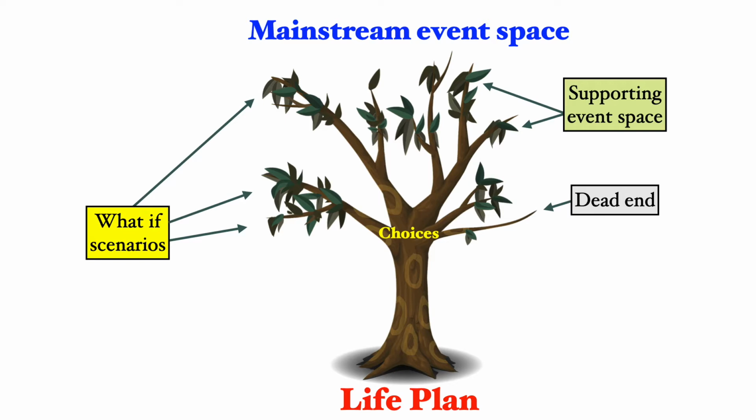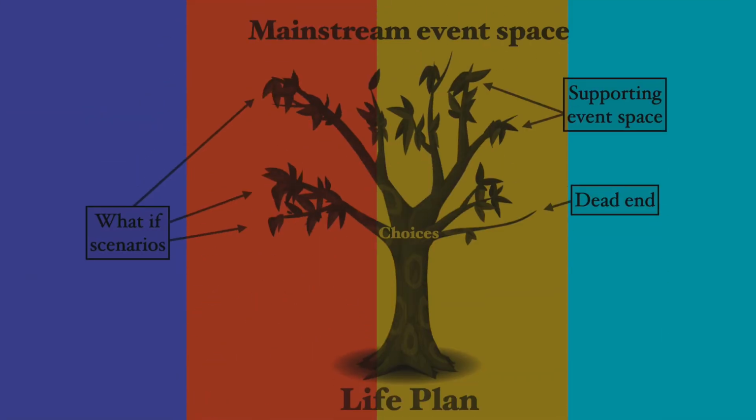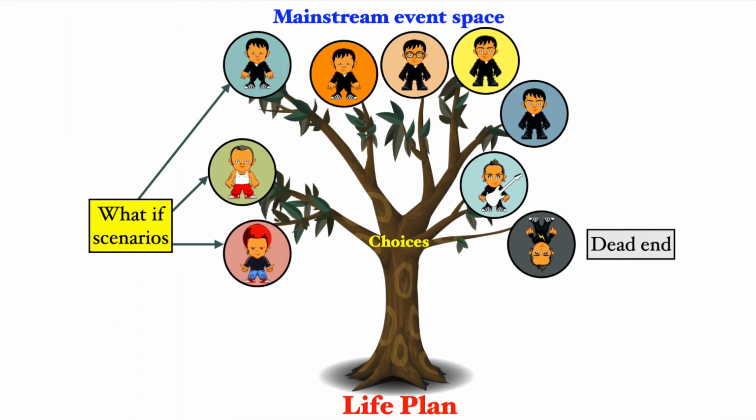Some event spaces support our goals, while others take us off course. Event space is a temporary structure, so the branches can grow or collapse in an instant to suit our needs. Now here's the life of a guy we'll call Joe Parallel.